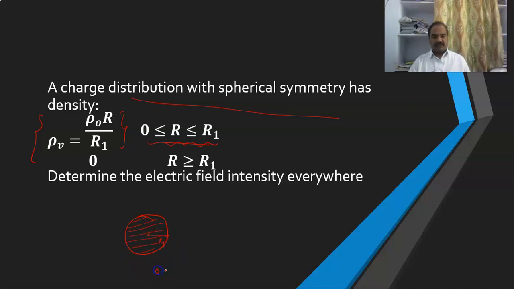So for 0 less than r less than R1, you have a charge. Outside you don't have any charge here. For r greater than R1, there is no charge. But the field will exist. So how will the field be? The field will exist from this point to any point up to infinity.